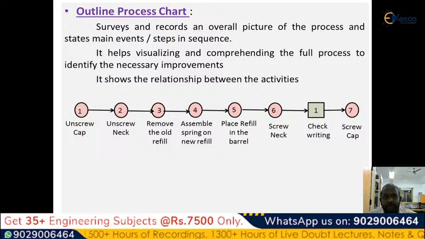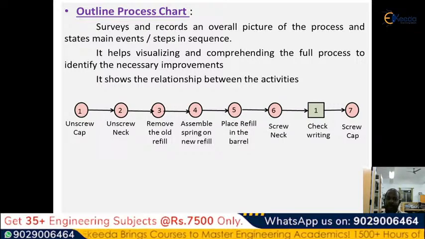So the next one is going to be the outline process chart. As the word indicates, it is going to give an overall picture. It is going to give an idea of what the process is and what the major steps involved in it are. So it is not going to go in a micro manner. It's not going to analyze each and every step of movement, each and every movement of the hand. Not like that. It is going to give only a broader perspective of what is going to happen. I have given a very simple example of just replacing the refill inside a pen.